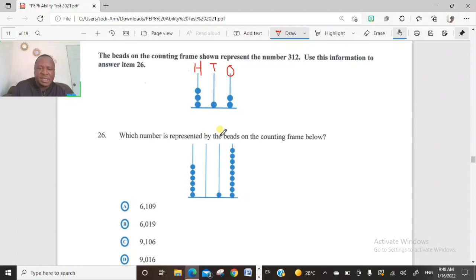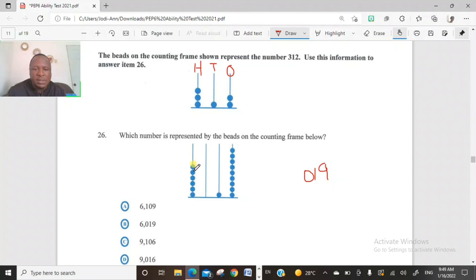All right. Now, which number is represented by the beads on the counting frame below? Now, the counting frames are the same. So all we need to do is to check on this one, how many ones. All right, so we have 1, 2, 3, 4, 5, 6, 7, 8, 9. So 9 ones. You could write that down, starting from the right, going towards your left. We have how many tens? We have 1 ten. All right, how many hundreds? 0 hundreds.